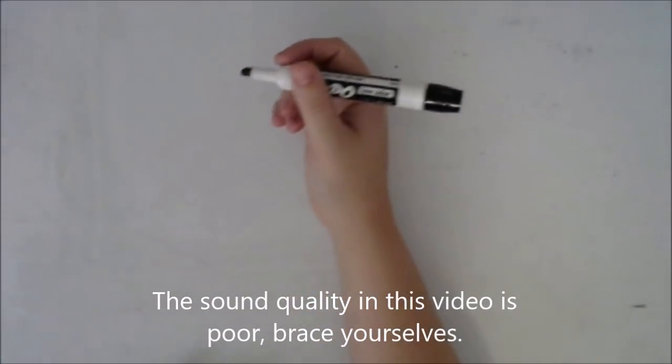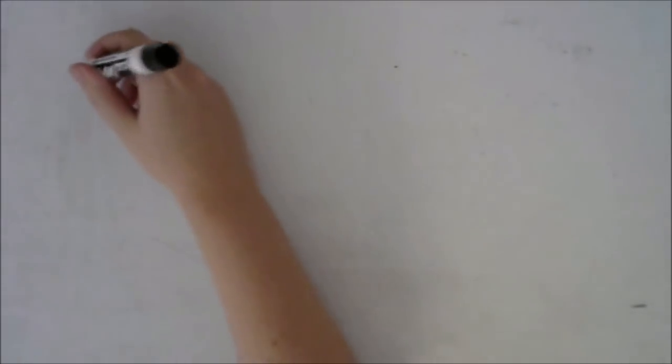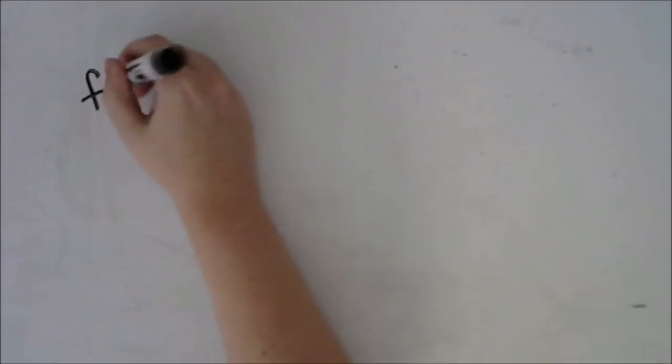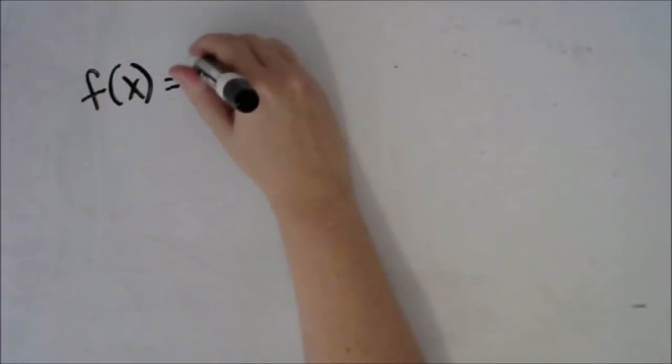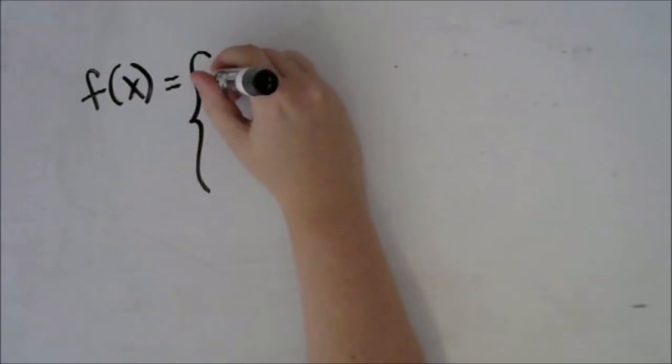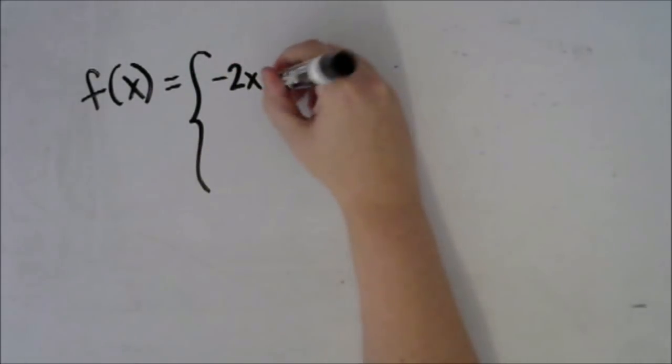These are the video notes for Objective 1C, piecewise functions. So the first question that we have in our notes is, what is a piecewise function? And we actually have a definition of piecewise as a function defined by different functions for different parts of its domain. So the example that we're looking at is negative 2x plus 1.